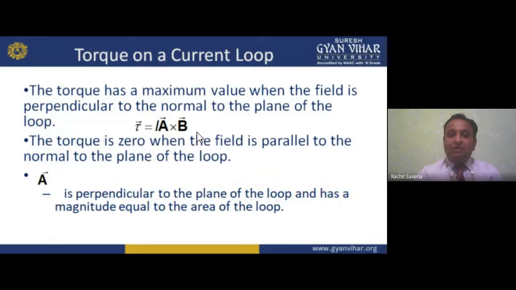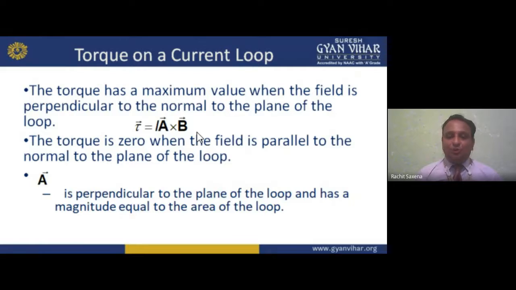Okay. Now, if I want to calculate the torque on a current loop, what we can write here is that the torque has its maximum value when the field is perpendicular to the normal. When the plane is at 90 degrees, with the field perpendicular to the normal to the plane of the loop, then we can write IA cross B. The torque is zero when the field is parallel to the normal to the plane.